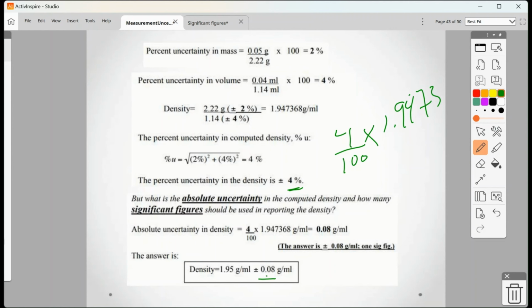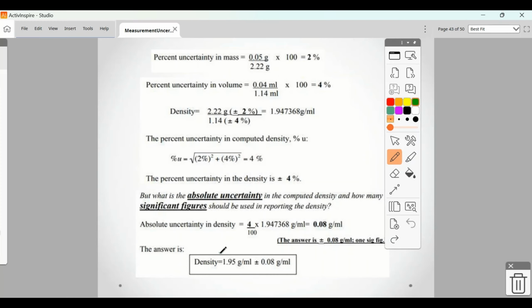So when you multiply this, you would get 0.08 gram per milliliter. But I will not take all this answer because the answer with the least sig fig is 3 sig fig. So what do I do to this? So up to here, yeah, 3 sig fig. I'm gonna round to here. So the final answer would be 1.95 gram per milliliter plus or minus 0.08 gram per milliliter. That's the final answer.